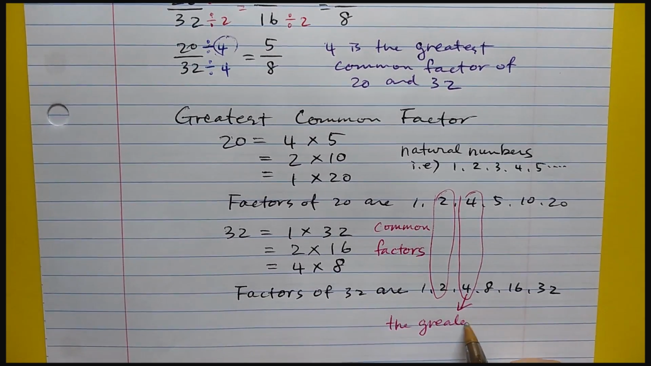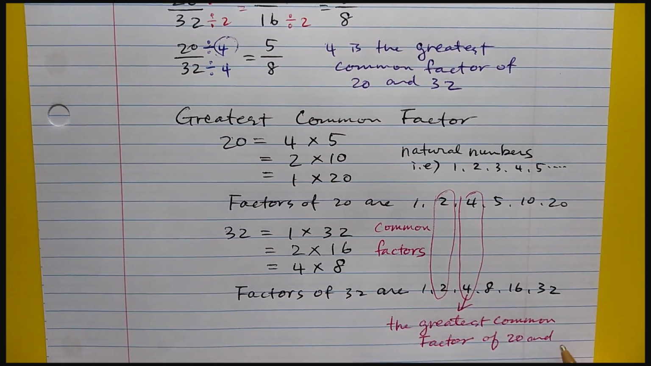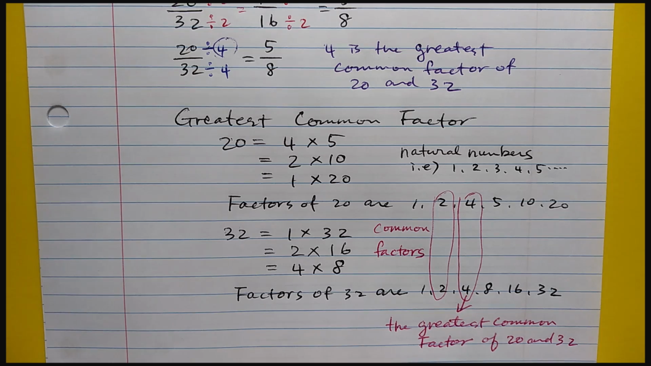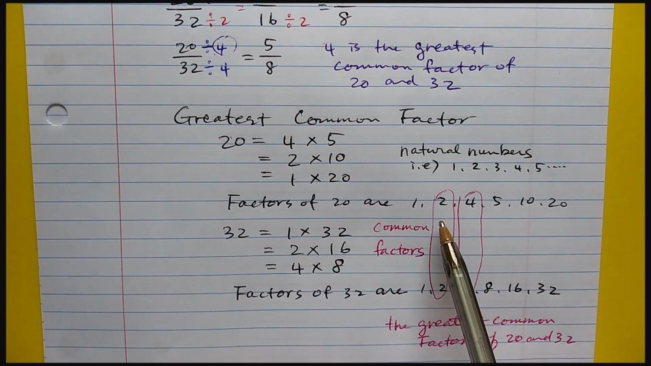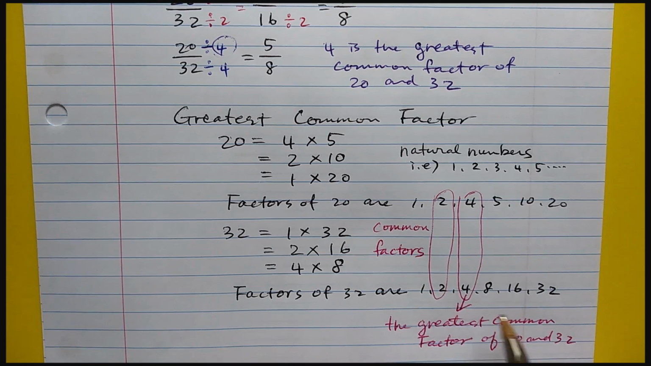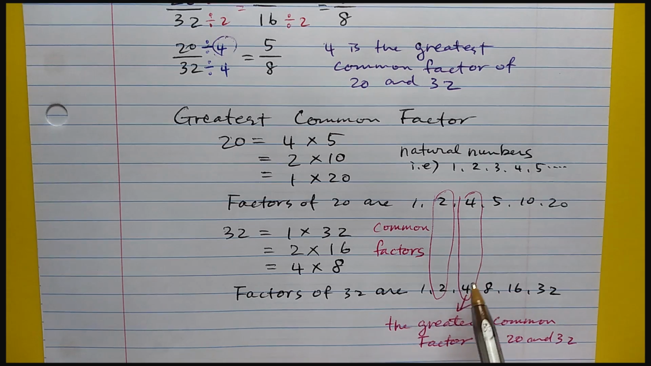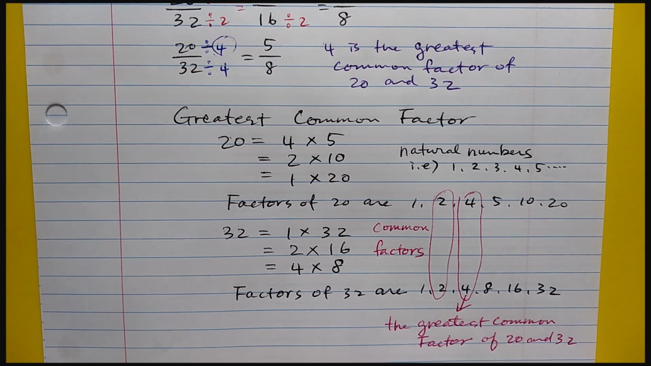The greatest common factor of 20 and 32. Many students get intimidated by the words greatest common factor. What does that mean? That means you get the list of factors of two numbers and find the common numbers in the lists. The largest number of the common factors is the greatest common factor.